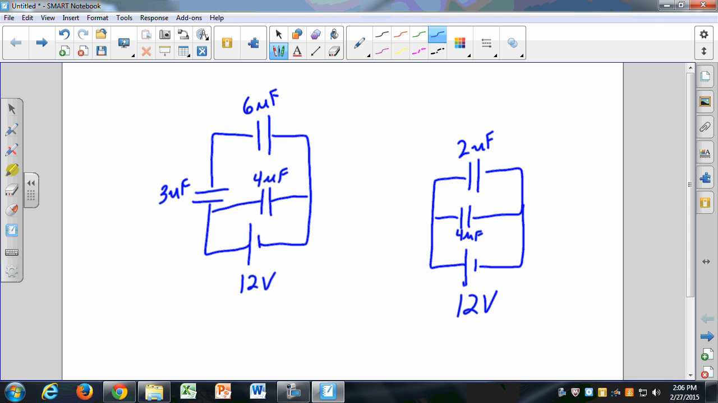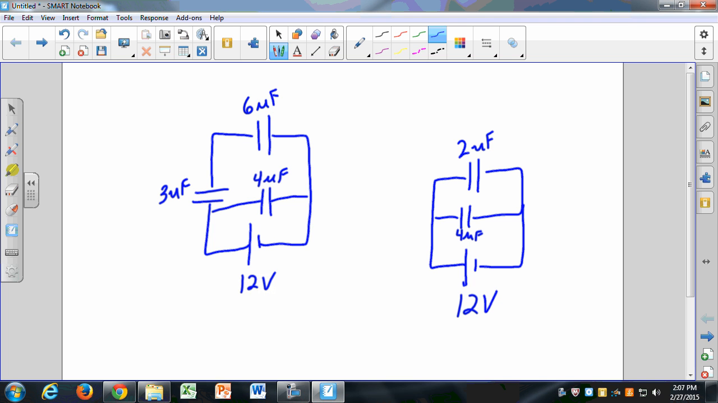Like if I want to find the voltage here, what is it? The voltage. For capacitors in parallel, they all have the same voltage. That's the same as for resistors. And so for this capacitor, this 4 microfarad capacitor, it has what voltage? 12 volts, right? Because both of these actually have 12 volts. So this one has 12 and this one has 12.